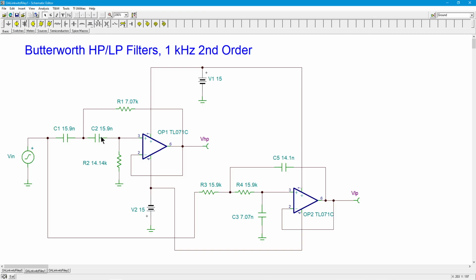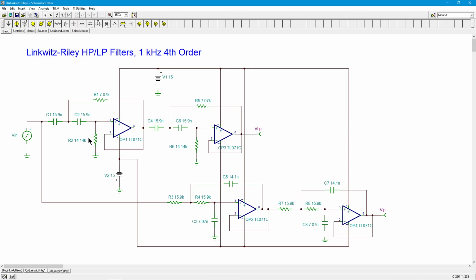I've got 15.9 nanofarads for these two caps, and 7.07K and 14.14K for the two resistors here. And then essentially the same thing over here, but the components are flipped. So here's the same thing, the 15.9 nanos, the 14.14, and the 7.07. This is a second order Butterworth alignment filter at 1 kilohertz by itself, and so is this. Down here is the low pass version. So at 1 kilohertz, I expect this to be 6 dB down, same over here.